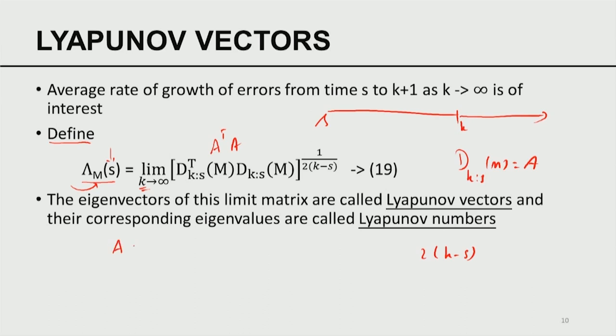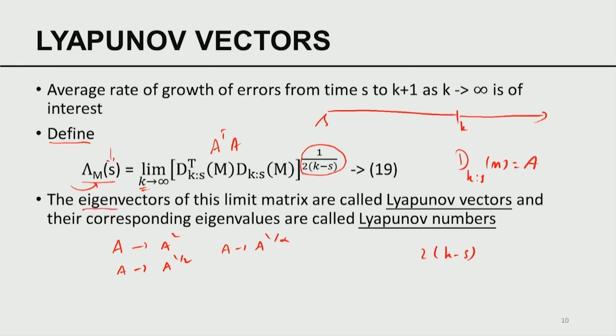Please understand, given a matrix A, I can consider A square. Given matrix A, I can consider A to the power of 1 half. Given a matrix A, I can consider A to the power 1 over alpha for some alpha. So this is the matrix. I'm considering 1 over 2 times (k minus s). What is k minus s? k minus s is the time difference between the starting point and the final time. k goes to infinity, so k minus s goes to infinity. So this matrix plays a fundamental role.